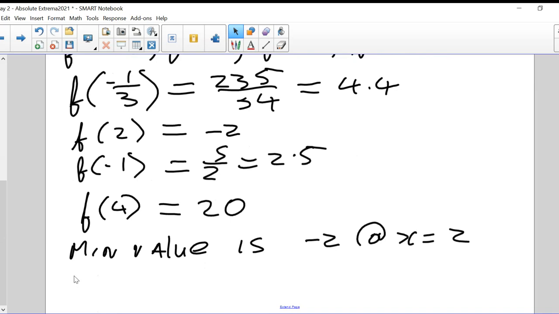And the maximum value is 20 when x is equal to 4. So this one is actually on the boundary. See how easy that was, folks? Obviously, this was an easy one, not just because the process and the steps are clearly laid out, but because you're dealing with a polynomial, which is very easy to differentiate.